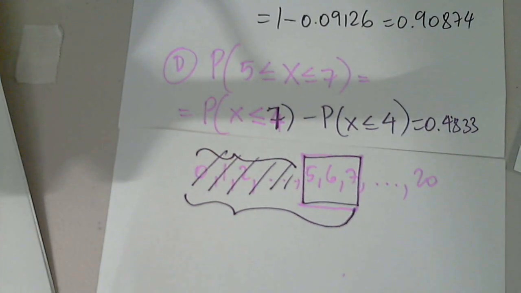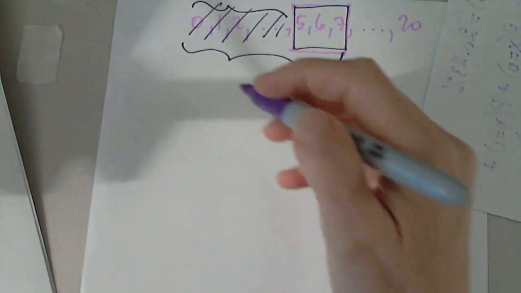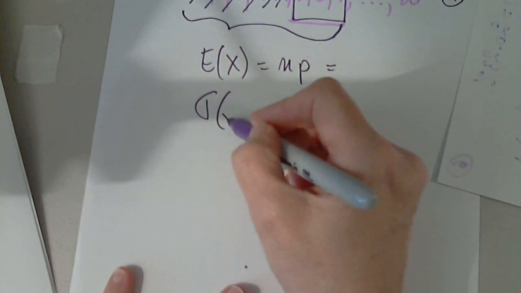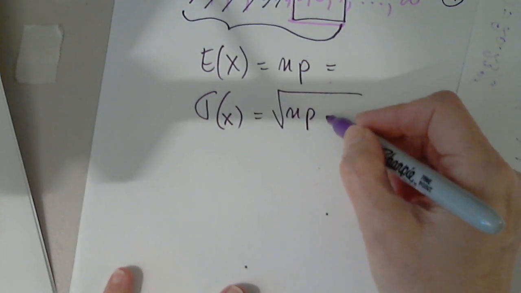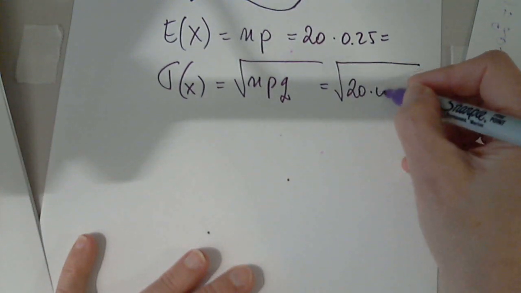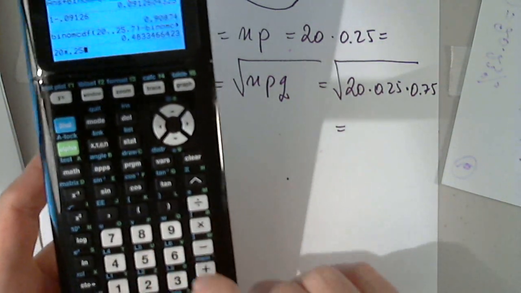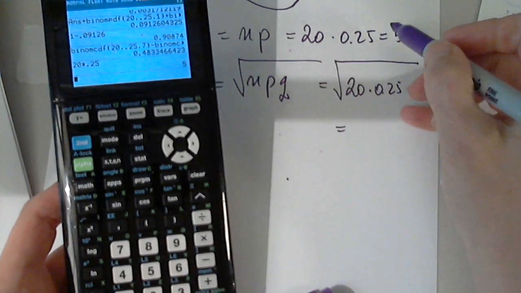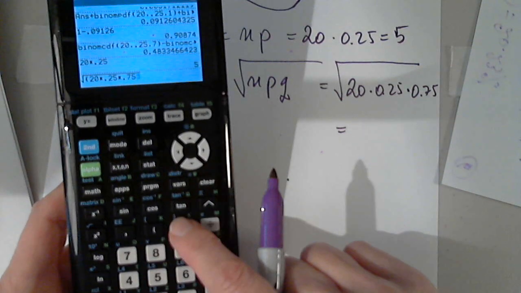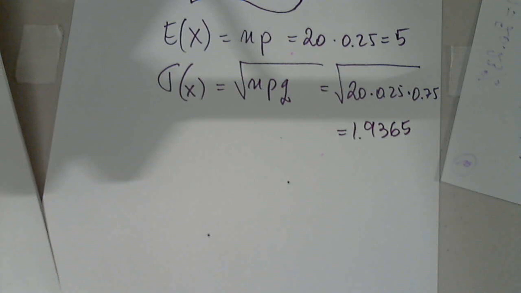Finally, compute the mean and the standard deviation. That is no problem whatsoever, because the mean of the binomial random variable is NP. And the standard deviation for this variable is the square root of NPQ. So this will be 20 multiplied by 0.25, and this will be the square root of 20 multiplied by 0.25 multiplied by 0.75. So 20 times 0.25 is 5. And the square root of, I always like parentheses in there, 20 multiplied by 0.25 multiplied by 0.75, and I get 1.9365. That's the standard deviation and the mean for this variable.